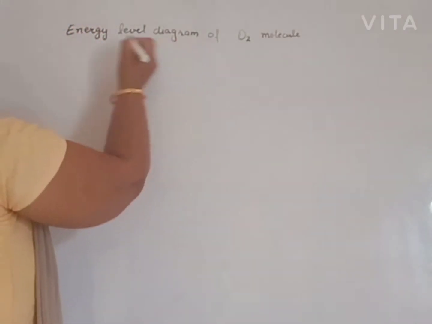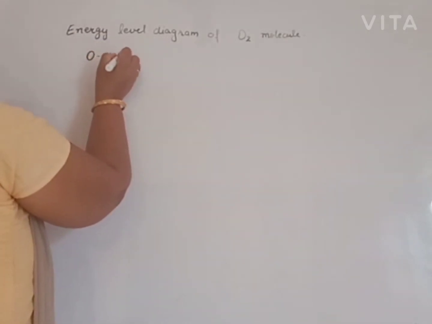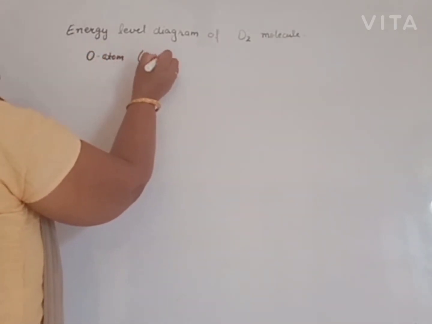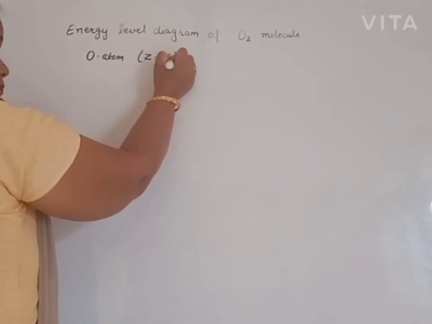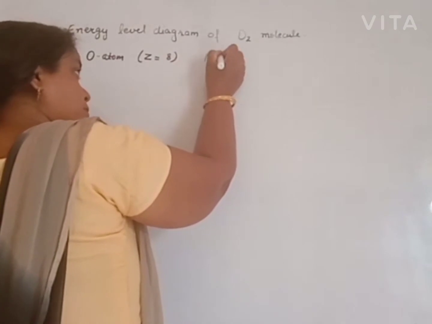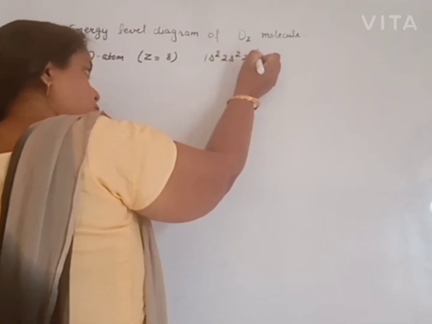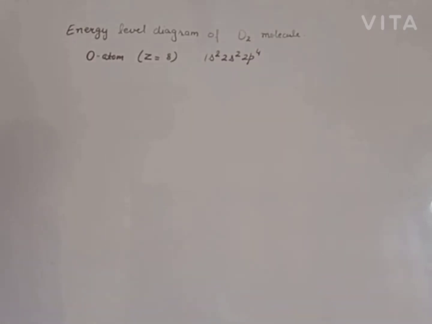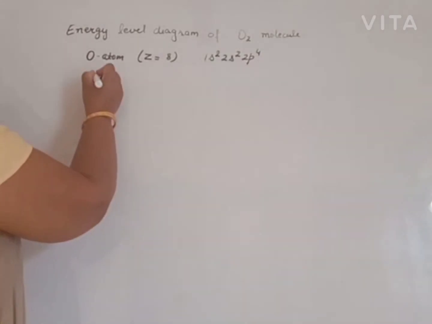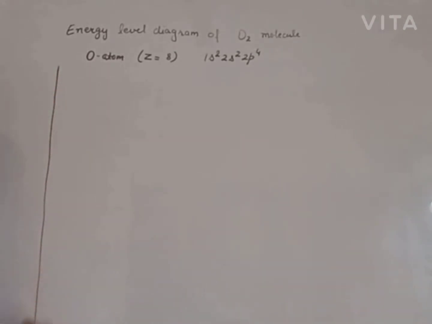The oxygen molecule is made up of two oxygen atoms. The atomic number of each oxygen is 8. The electronic configuration of each oxygen atom is 1s2, 2s2, 2p4, or 2px2, 2py1, 2pz1. Now start to draw the energy level diagram.